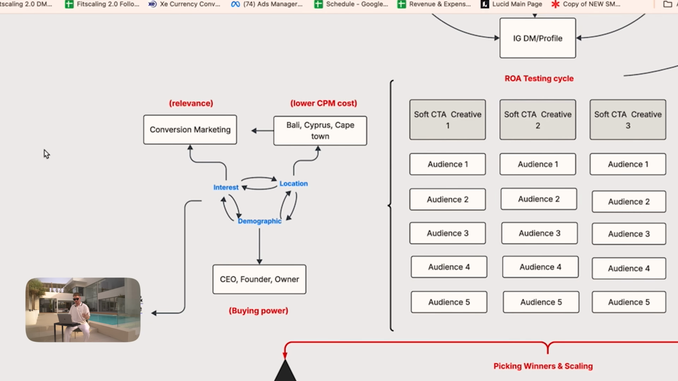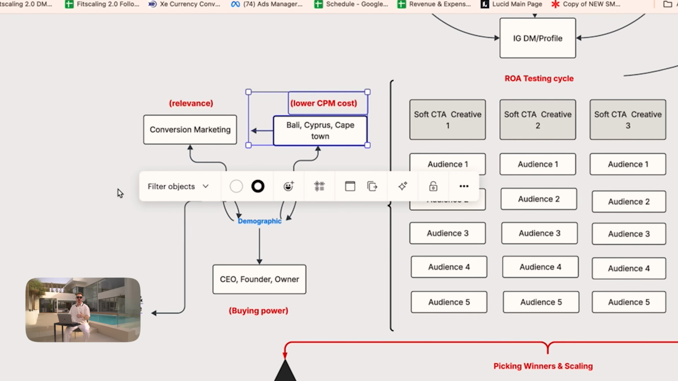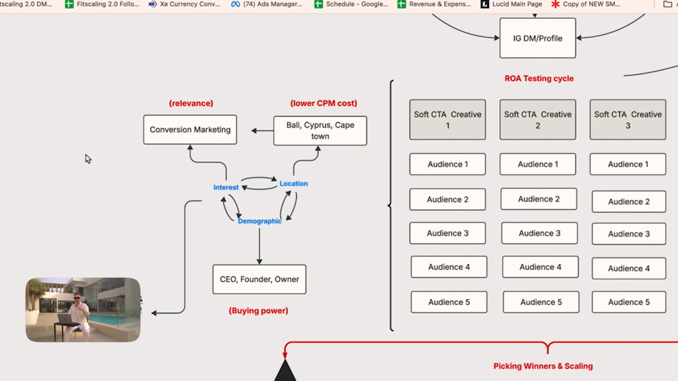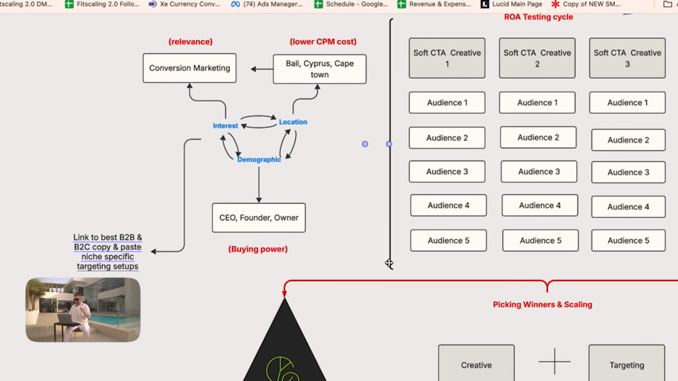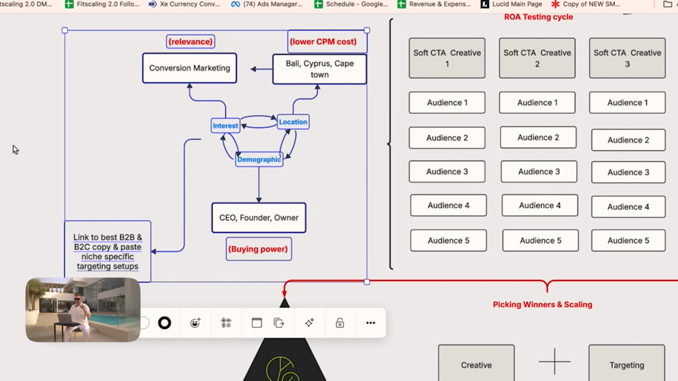And for this, let me explain, for example, one of my best working targeting setups, right? The interest is conversion marketing. The location is Bali, Cyprus, Cape Town, Hungary, for example, my home country, right? These are all countries that are not obvious selling for high ticket, right? Because people are not making a lot of money, but there are a lot of online entrepreneurs, so you gotta be smart with your location, right? And obviously demographic, CEO, founder, because I work with business owners. This works with every single one of the niches.